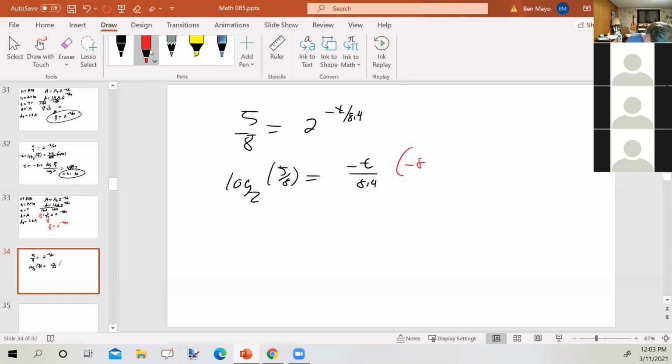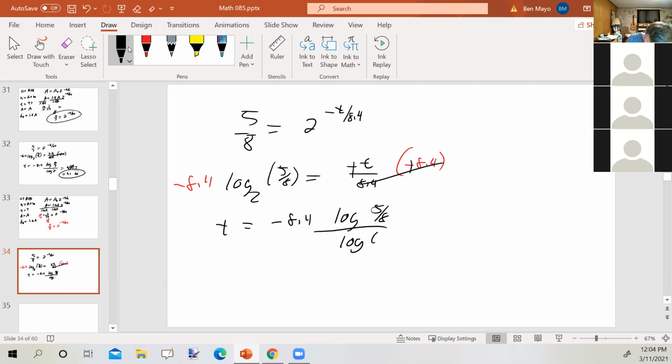We're going to multiply both sides by negative 8.4. So we're going to get t equals negative 8.4. I'm going to go ahead and apply the change of base. Log of 5/8 divided by log of 2. And let's see what we get. We get negative 8.4 log of 5 divided by 8, close it up, divided by log of 2, close it up. And I get 5.695. Rounding to the nearest tenth, the 9 would round up, and I get 5.7 hours.